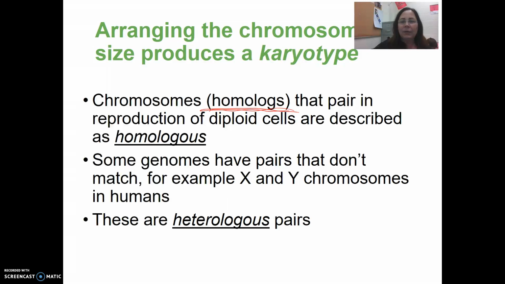Now, the only pairs that don't match in humans are the X and the Y chromosomes if you are a male. Now, the two X chromosomes do match up. They're the X sex chromosomes. If you are a female, the two X sex chromosomes on pair 23 are the same exact size. But if you're a male, you have an X and a Y chromosome on pair 23. So we would call them not homologous, but heterologous because they're different.